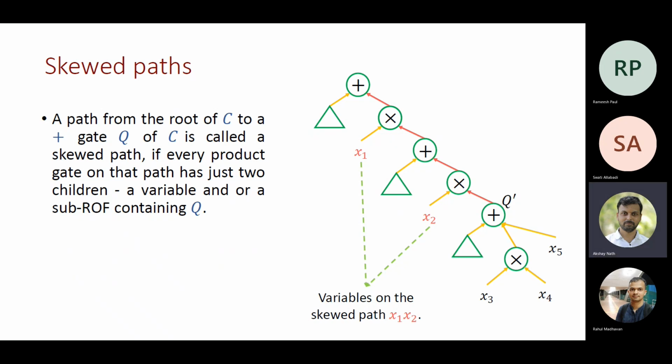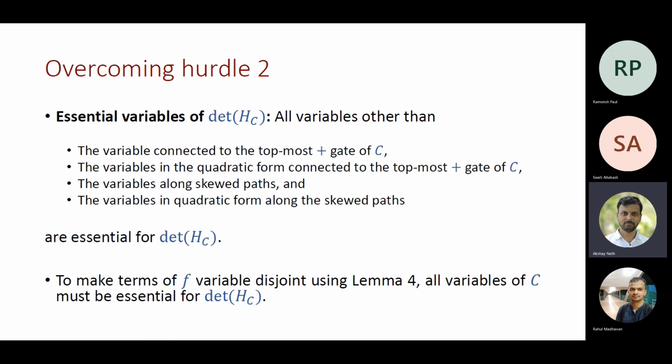So now that we have defined what skewed paths are and established this terminology, let's see how they are useful. We are able to characterize the essential variables of the Hessian determinant using skewed paths. What we show is the following.